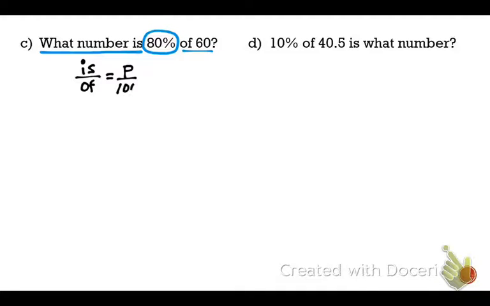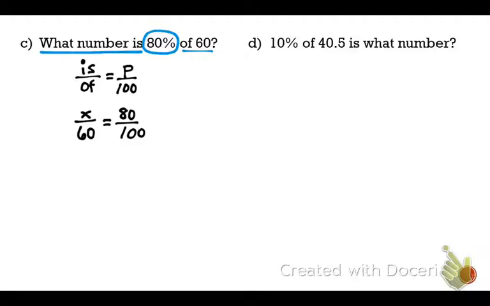Very good. Do we know what our is? No. We don't, so we're just going to go ahead and put X. Janet, do I know my of? Yes, it's 60. Do I know my P? Yes. Okay, very good. 80 over 100. Does everybody understand 80 over 100 means 80%? Okay, so that's why here I'm not going to go ahead and stick a percent sign here because 80 over 100 means 80%. All right?